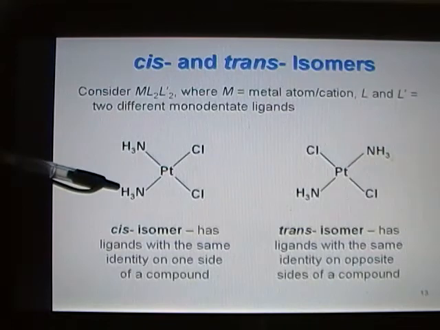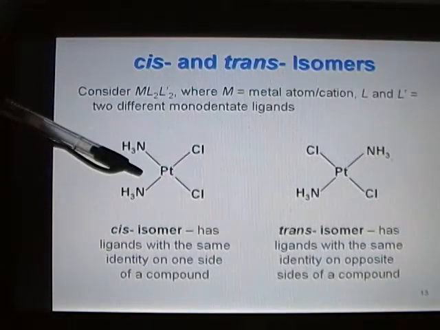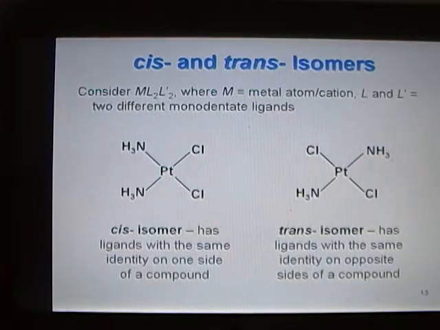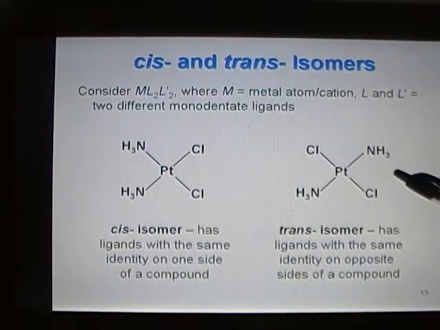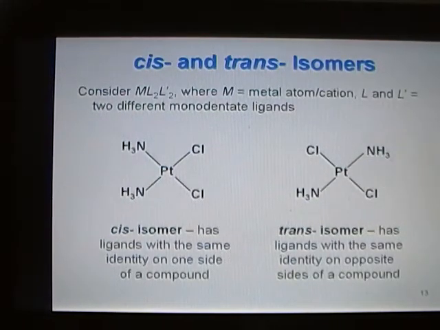So this would be cis-diamminedichloroplatinum(II). The trans isomer is where you have the two NH3s that are 180 degrees apart. The two chloro groups are 180 degrees apart. Trans isomers have ligands with the same identity on opposite sides of the compound.